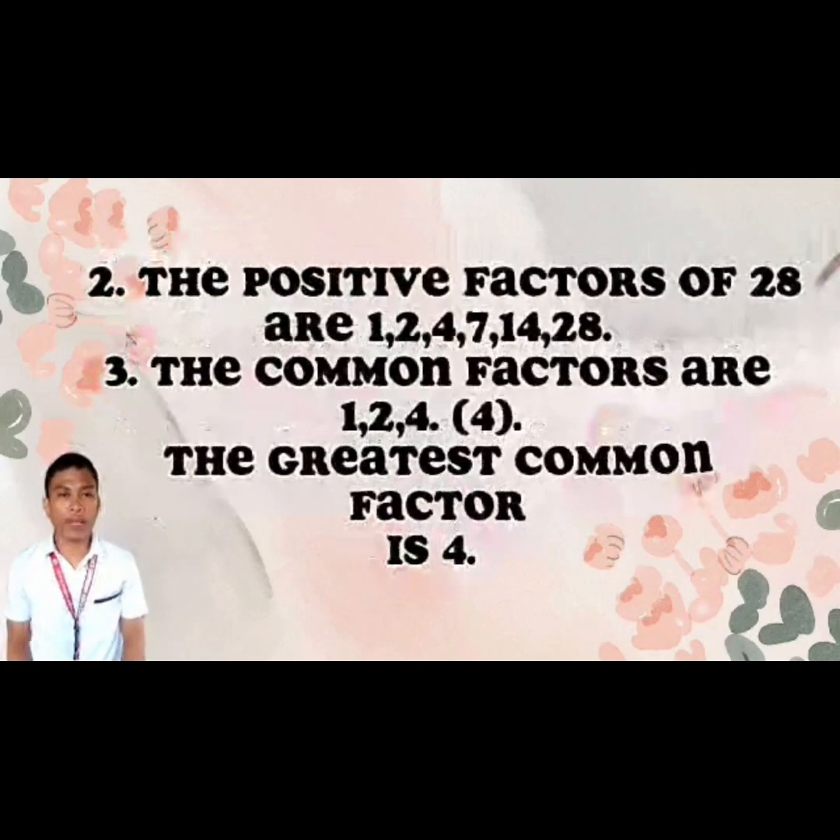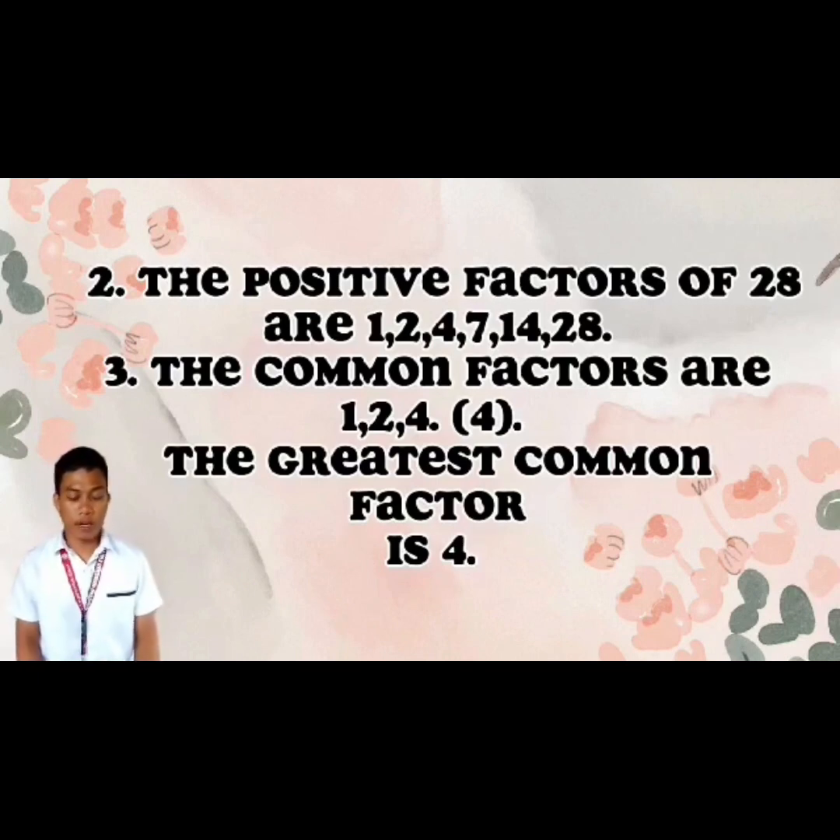And for b, which is equal to 28, the positive factors of 28 are: 1 times 28 is equal to 28, 2 times 14 is equal to 28, 4 times 7 is equal to 28, 7 times 4 is equal to 28, 14 times 2 is equal to 28, and 28 times 1 is equal to 28. So those are the positive factors of b.